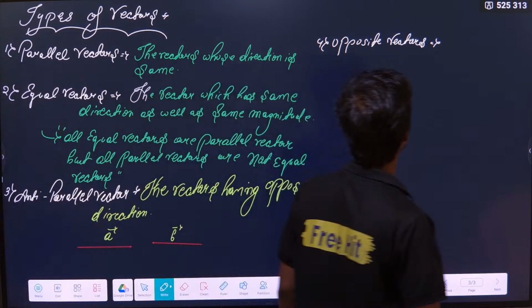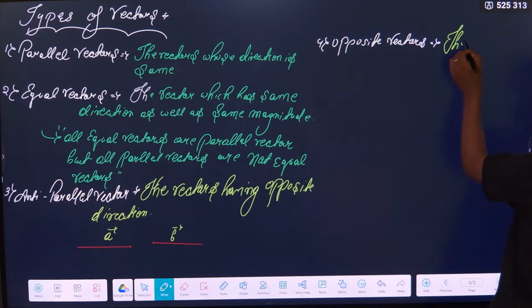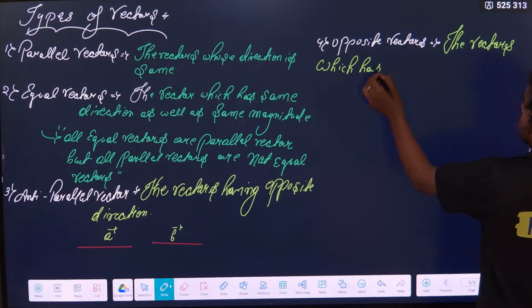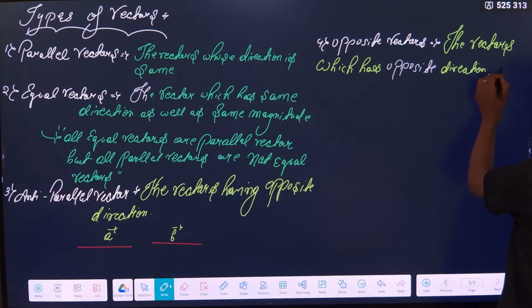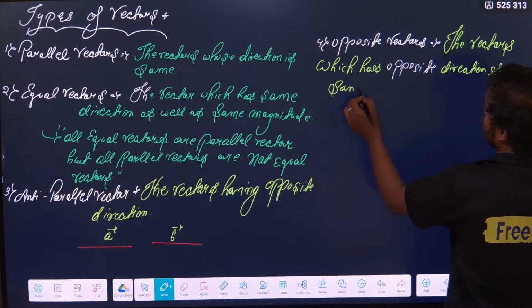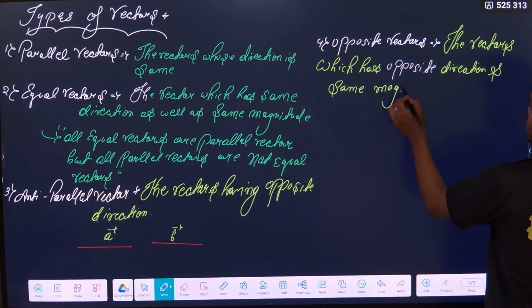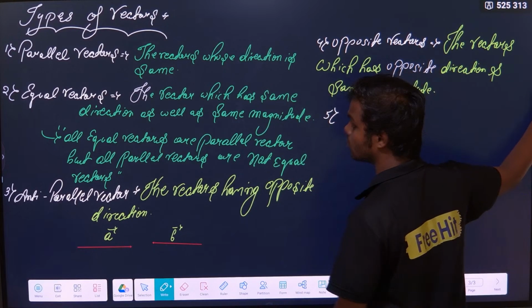Completed? Okay. So opposite vector means the vector which has opposite direction and the same magnitude. Means the magnitude will be the same but the direction is opposite. Correct? That is called an opposite vector.